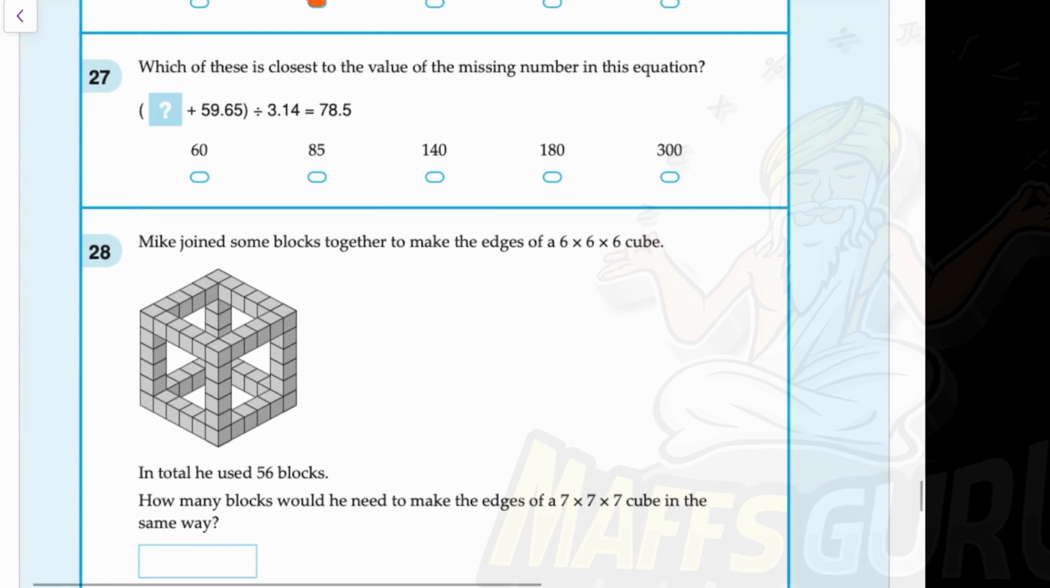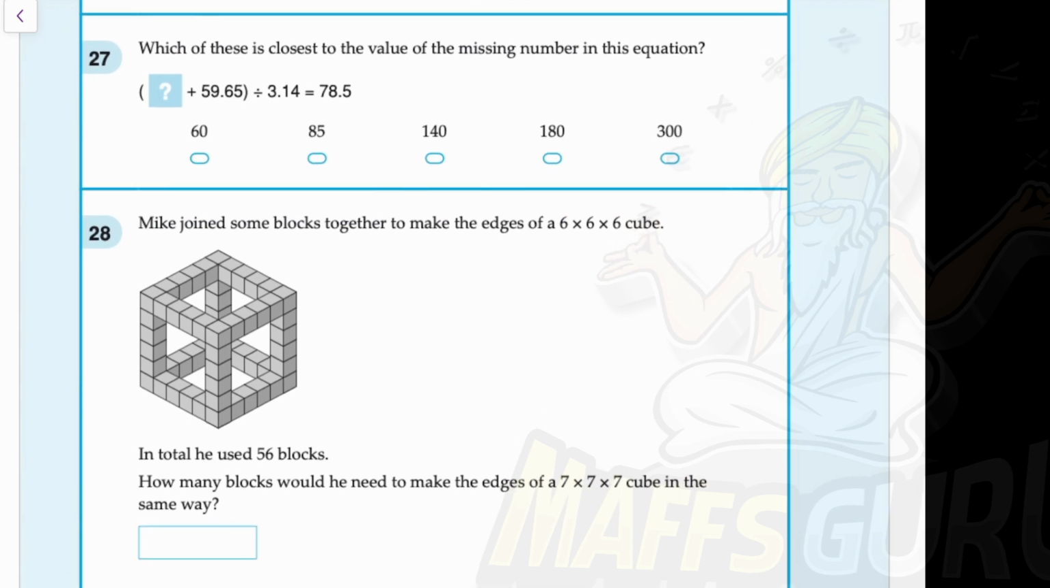There we go. Which of these is closest to the value of the missing number in this equation? So what we're going to try and do now is approximate. So 59.65 is roughly 60. Divided by 3.14 is 3, and 78.5 is roughly 80. So let's see what we've got. Some number, let's call it x, plus 60 in brackets, divided by 3 equals 80.